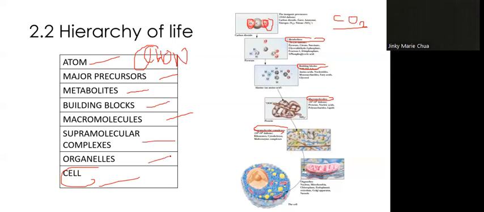Then we go to your organelles. This is more familiar to you. These are the tiny organs inside the cell. For example, you have your plasma membrane, your nucleus, your mitochondria, the endoplasmic reticulum, etc. The plasma membrane is made up of macromolecules and has the ability to separate the outside and inside of the cell. And now you have your cell, which is, of course, the most familiar to you. For example, we have a red blood cell, and it has that plasma membrane, but it also has that hemoglobin protein.